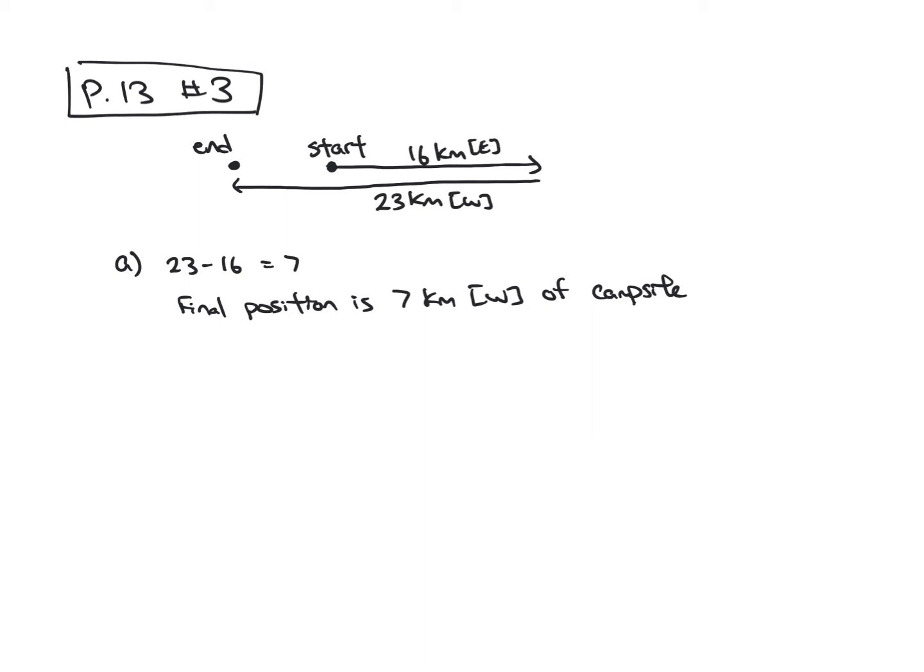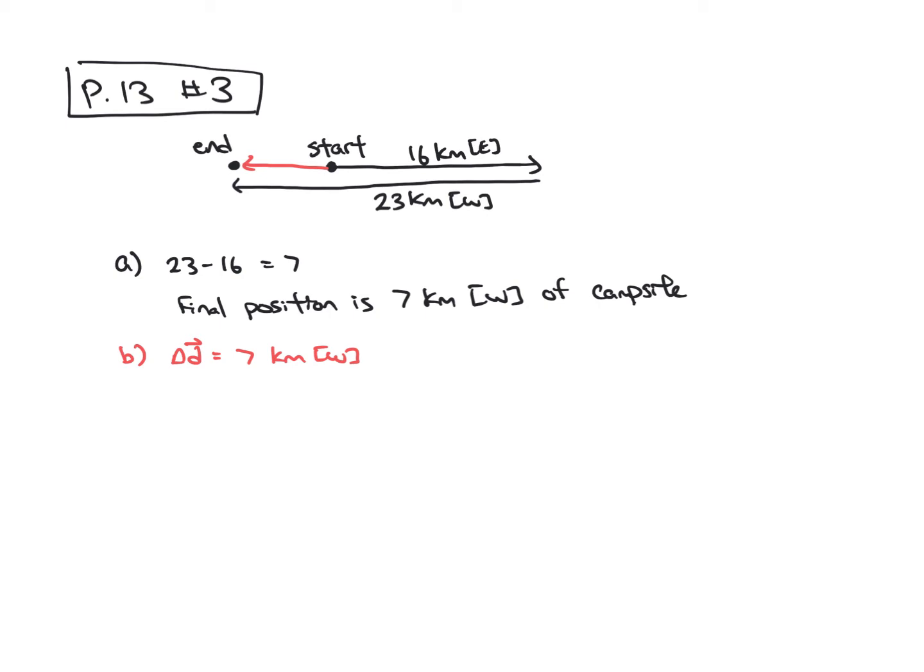B, what is the total displacement of the camper? So our definition of displacement is the magnitude and direction of the arrow if you draw a straight line from where they started to where they ended. So I drew that line in red. That red arrow represents the displacement. And the displacement is going to also be 7 kilometers west. It's the same answer in this case as part A, the final position.